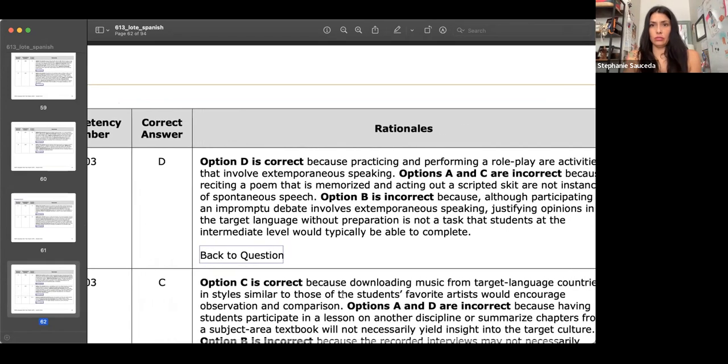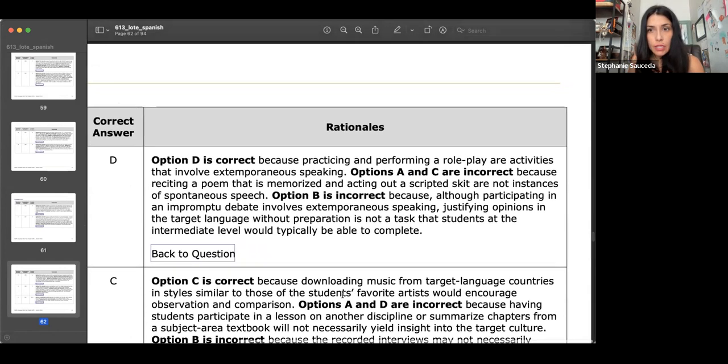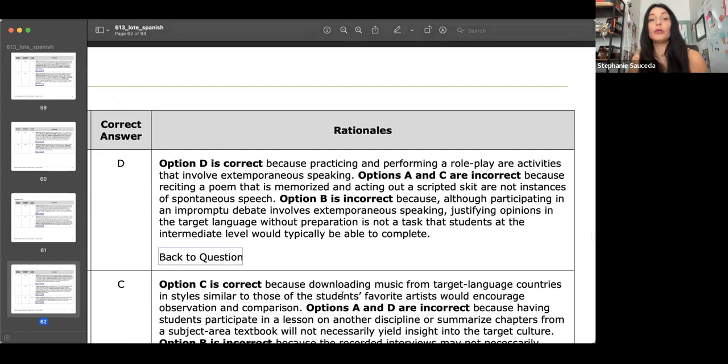Oh, it's wrong. I'm wrong. Oh my God. Okay. Reciting a poem and acting this way. C, B, although participating in an impromptu debate involves extemporaneous speaking, justifying opinions in the target language without preparation. Okay, you were right. See, you were right and I was right. So the reason yours was better than mine was because, although it does include extemporaneous speaking, you're right, you need to justify.